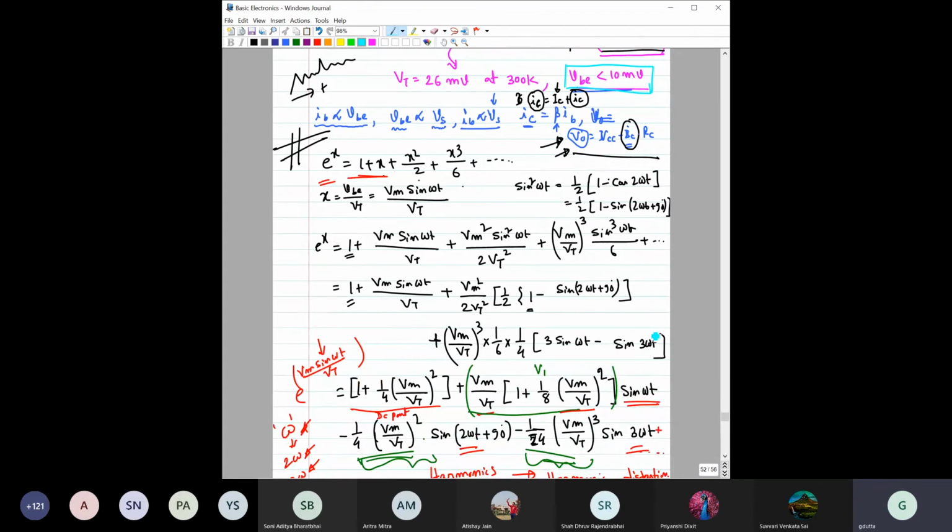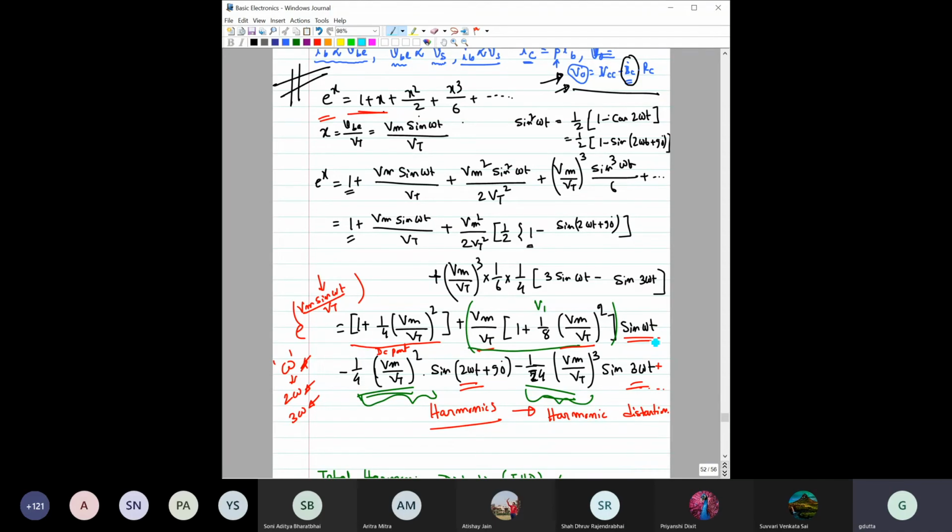And the remaining part, like harmonics, you understood what we mean by harmonic, what we mean by harmonic distortion, why these harmonics are coming, and how these harmonics are related with the value of this V of BE.